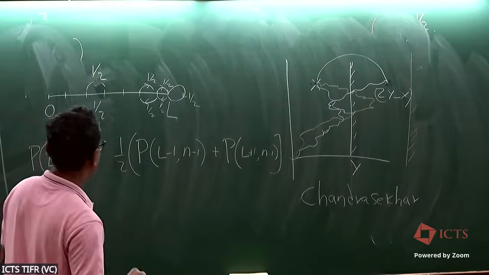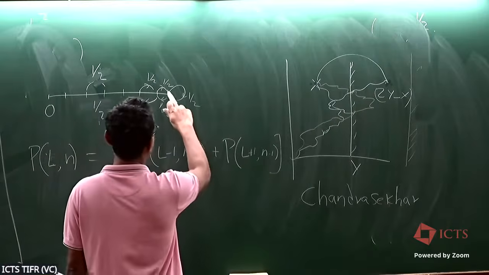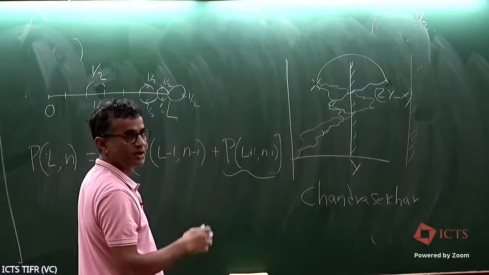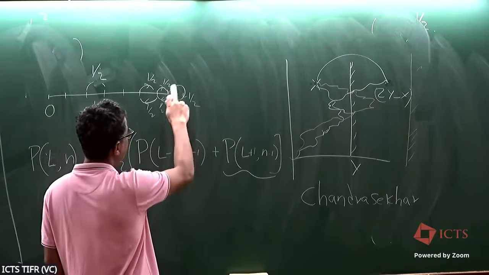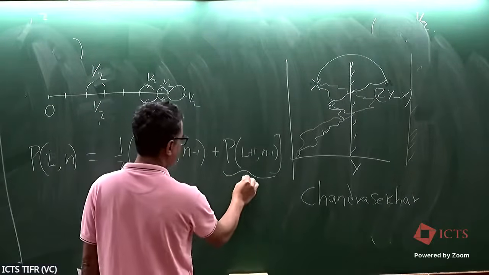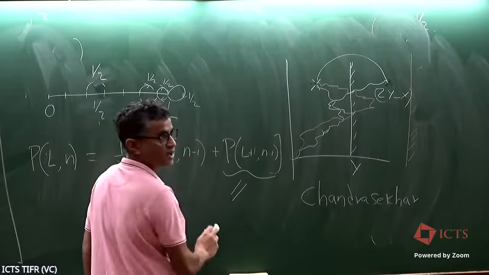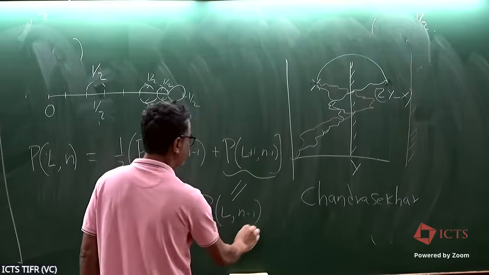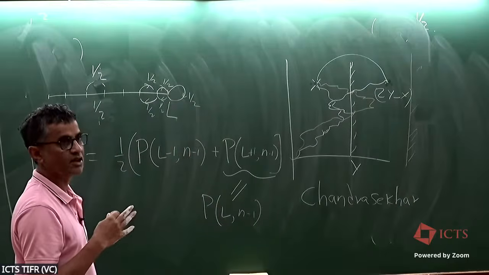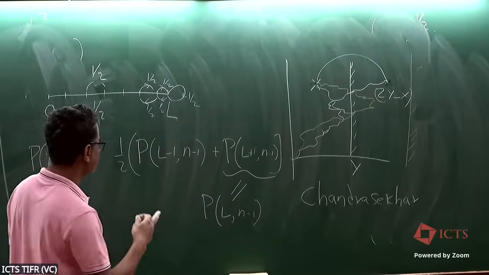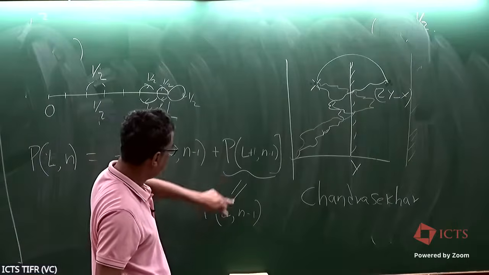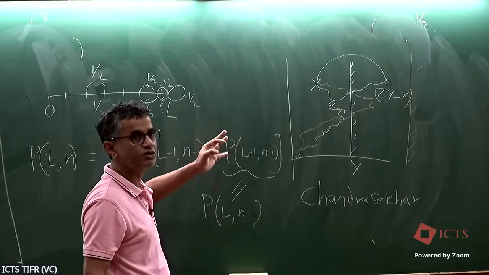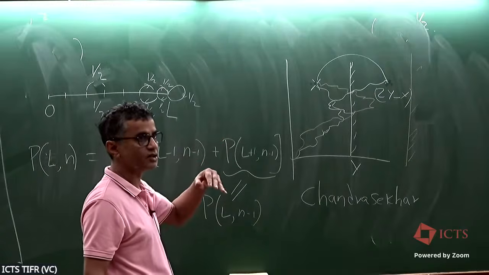Right, so this boundary condition corresponds to the following: there's no such point L plus 1, but if I want to put this kind of boundary condition, that's equivalent to saying that this is equal to P(L, n-1). So this is a reflecting boundary condition, because if you think of the continuum limit, this corresponds to the gradient of P equal to 0, which is like no current flowing.